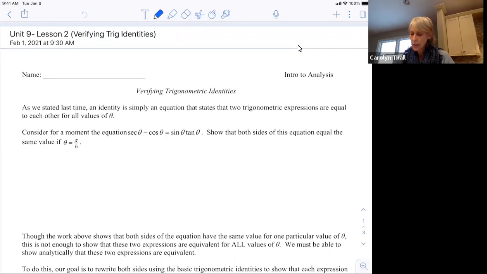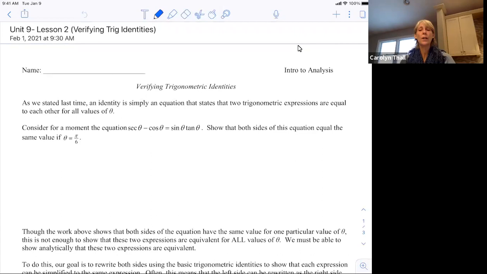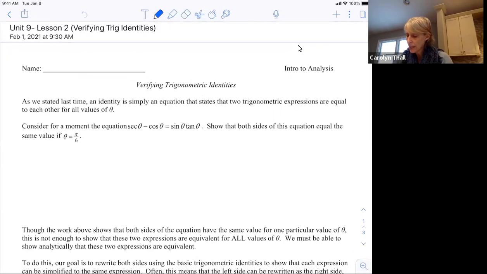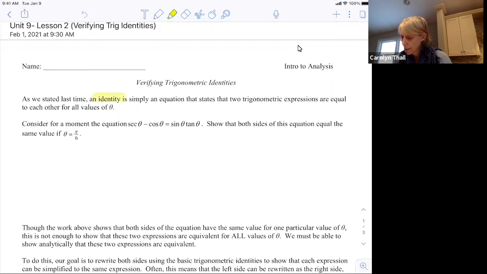Hi, everyone. Today we're on Unit 9, Lesson 2. We're going to be verifying trig identities. So as we stated last time, an identity is simply an equation that states that two trigonometric expressions are equal to each other for all values of theta.